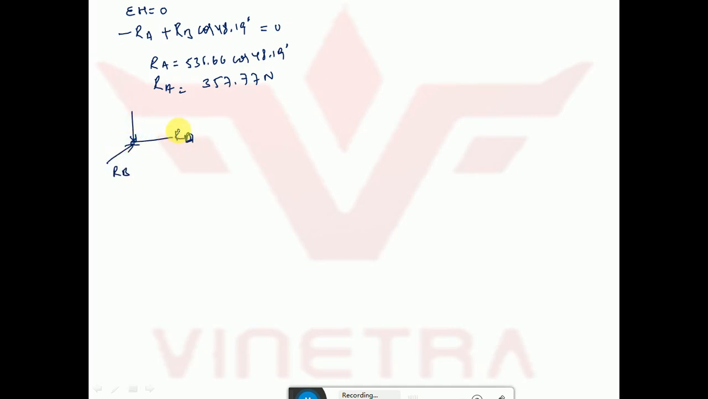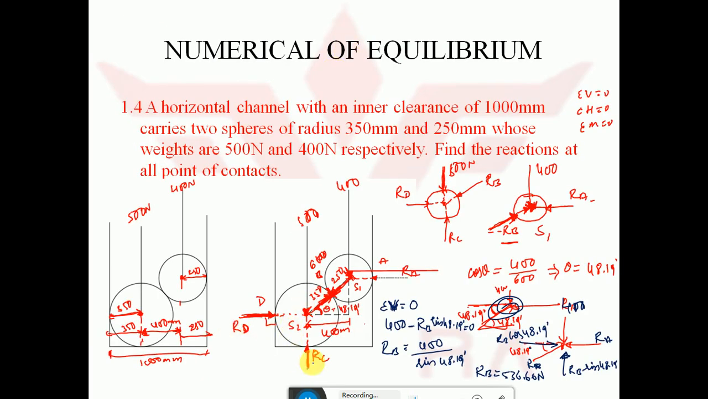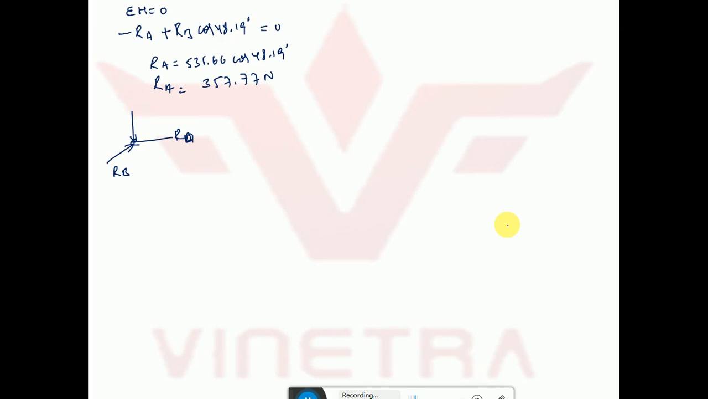Two are known. Now we need to find the other two that are left out, that is RD and RC. If I find out these two reactions, all four reactions will be solved here. So see here, these are the three forces acting here, 1, 2 and 3. So either I can solve by the principle of equilibrium or I can apply Lami's theorem to solve these values of RA and RB. Now let us go for the second sphere.